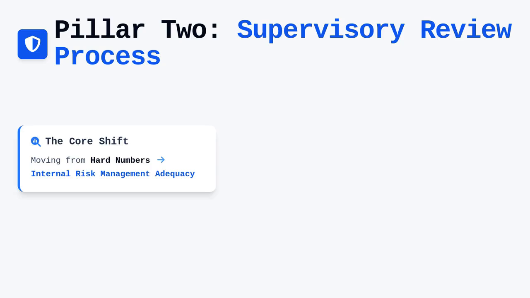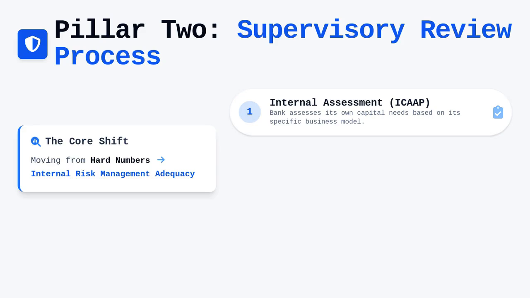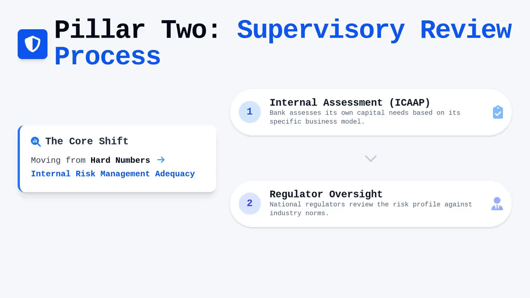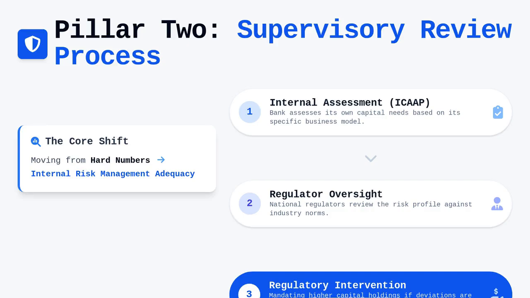Pillar 2, known as the supervisory review process, shifts the focus from hard numbers to the adequacy of a bank's internal risk management. It requires institutions to conduct their own internal capital adequacy assessment process to determine if they need more capital than the Pillar 1 minimums based on their specific business models. This gives national regulators the authority to intervene and mandate higher capital holdings if they believe the bank's risk profile deviates significantly from the industry norm.